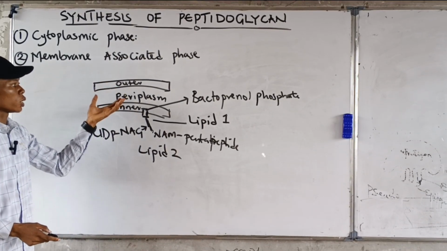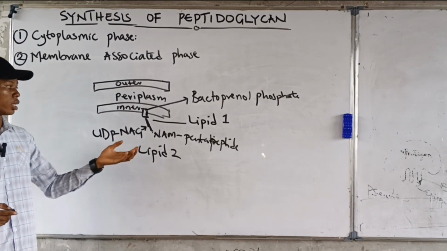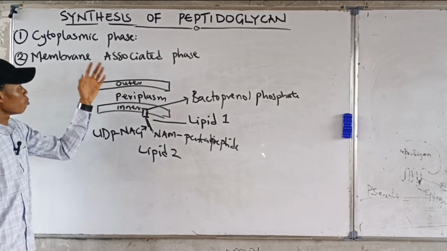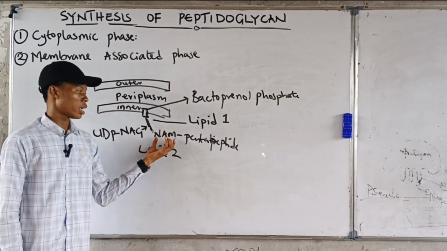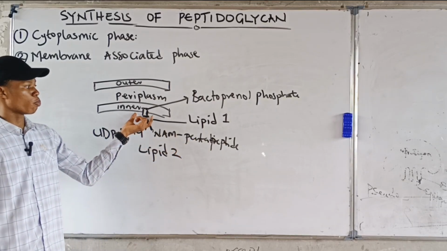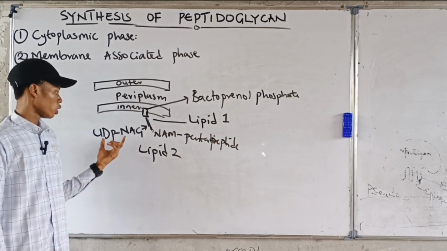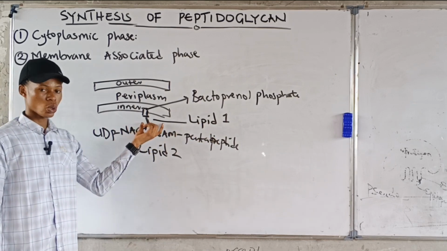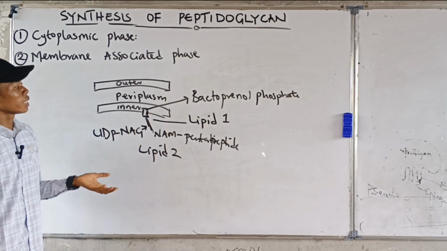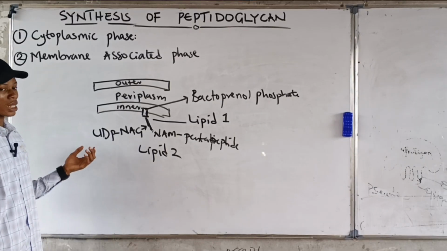In the cytoplasmic phase, we synthesize UDP N-acetylglucosamine and N-acetylmuramic acid pentapeptide. In the membrane associated phase, first, N-acetylmuramic acid pentapeptide binds to bactoprenol. And as it binds to bactoprenol, it will form lipid 1. UDP N-acetylglucosamine will now bind to that complex to form lipid 2. Now, we'll look at the third step now. Alright, so now the third step.